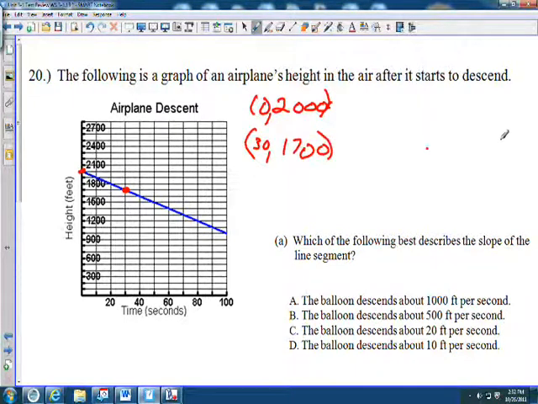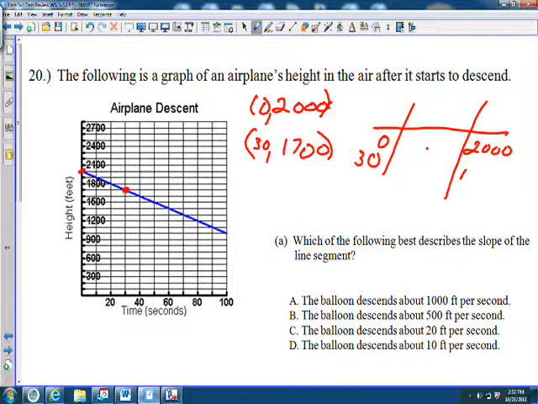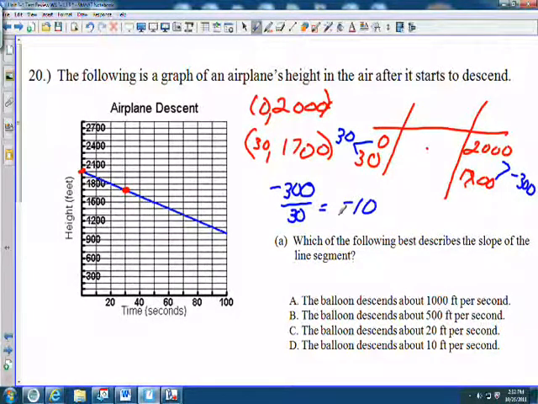So now I can build a table. This would probably be the easiest way. 0 and 2,000 and 30 and 1,700. So now I do delta y, which is minus 300, over delta x, which is 30. So I have negative 300 over 30. That is negative 10. The negative is telling me I'm descending, so the answer should be D.